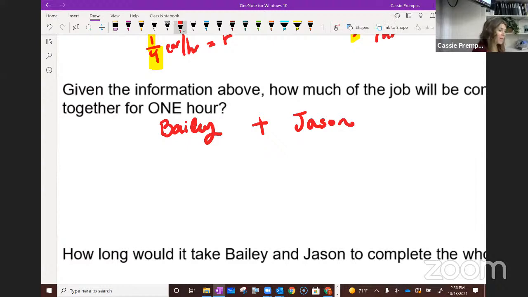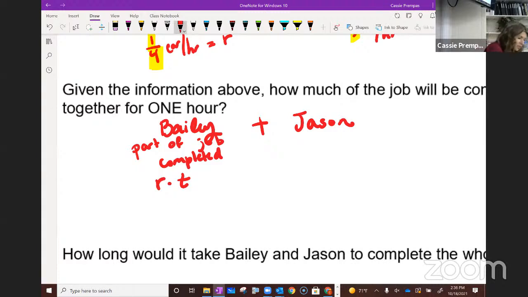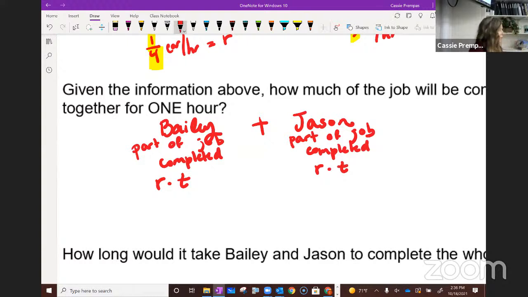Okay, so let's think about it. Bailey's part of the job, in fact, I'll add these words to it, Bailey's part of the job completed can be found by taking her rate multiplied by how long she works. Same with Jason. Jason's part of the job completed can be found by taking his rate multiplied by the time he works. So how long are each of them working? 1 hour. So this is going to be 1 and this is going to be 1.